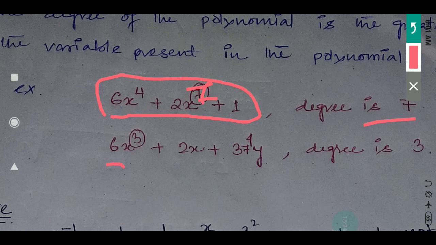And this one: 6x cube plus 2x plus 37 power 4y. So what will be your degree? 37 power 4, so this 4 will be the degree, isn't it? No. Why? I have told you the degree of the polynomial is the greatest power present on the variable. Here your variables are x, here also x, here y. So check in this, what is the greatest power? Here x power 3 is given, here x power 1, x power 1. Which one is the greatest? 3. So that's why the degree would be 3.